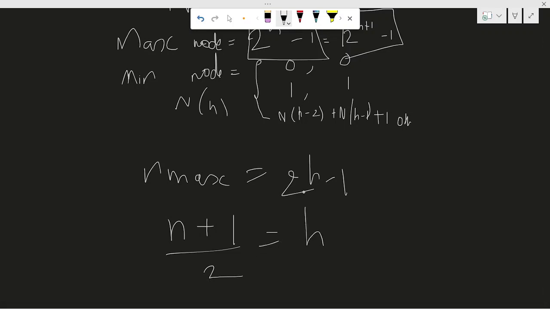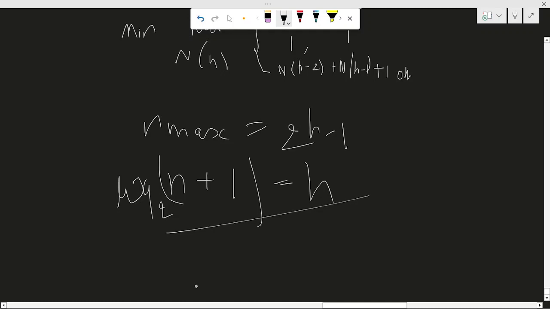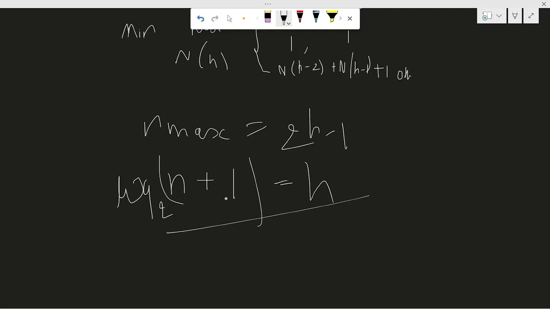So h will be what? But here there is 2, right? 2 is a power here. I will send 1 here, then here I have 2 to the power h. So log base 2 of n plus 1 is equal to h. Yes, this is the formula for h in terms of n. Now that is for n max.